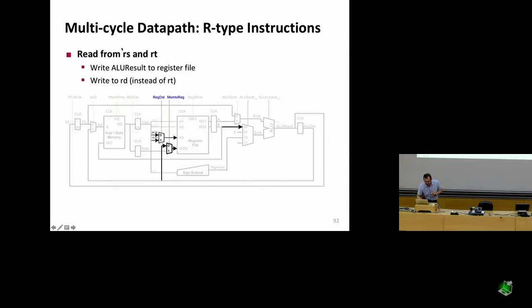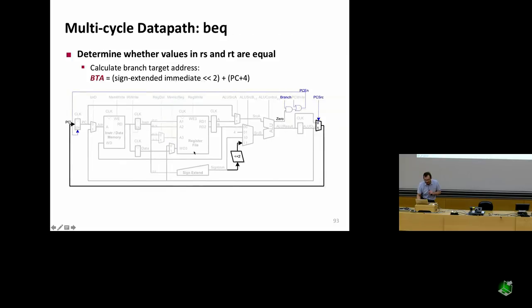Okay, and this is R-type instructions. You read from RS and RT, and this is the additional path that you need. You need to be able to read from RS and RT. Remember that these are encoded in different places in R-type versus I-type instructions. That's why we need these muxes. And then you need to be able to write that result back into the register. So you need to provide these data path elements. And this is branch equal, and you can study this. Basically, you need to provide these additional data path elements to be able to execute all these instructions.